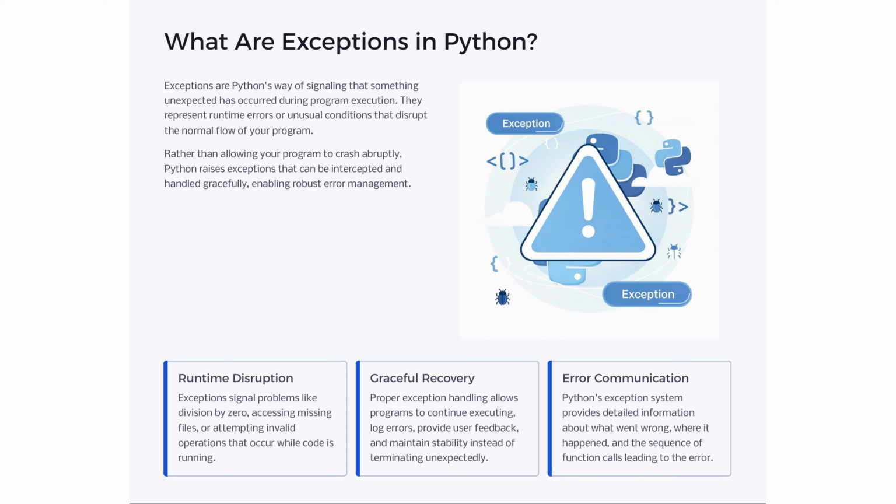They prevent abrupt crashes by allowing interception and handling, ensuring robust error management. Proper handling enables programs to log errors, provide feedback, and maintain stability. Python's system offers detailed error information, including the error's location and call sequence.